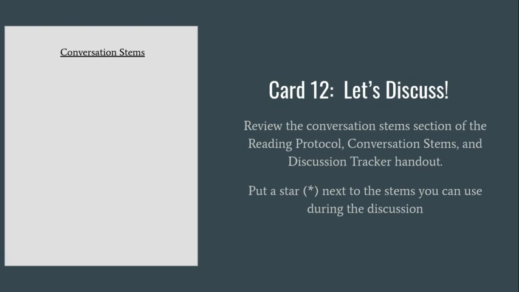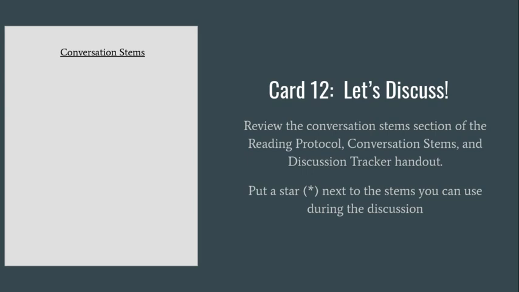Then you're going to put a star, in other words, an asterisk, next to the stems you can use during the discussion. Now, we did some starring of specific details when we looked at The Joy of Superman and Me by Sherman Alexie on our first read. So remember, an asterisk is that shift plus the 8 key. Now, in a few minutes after I model it, you're going to silently review the handout and put a star or an asterisk next to the stems that you think you can use during the discussion.